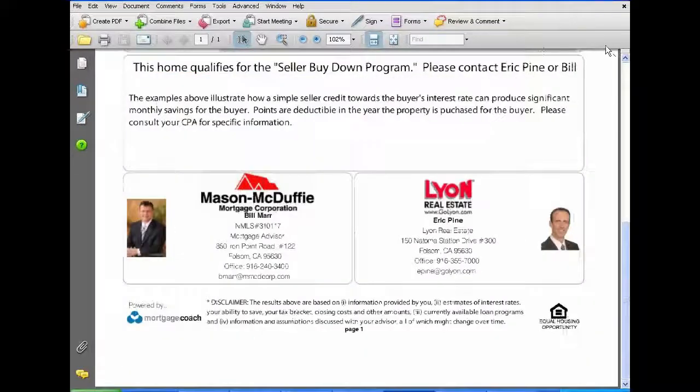All right. So this flyer is just saying how a simple seller's credit towards the buyer's interest can produce significant monthly savings for the buyer. Points are deductible in the year the property is purchased, but for the buyer, please consult. So it's really just the seller buy down program.